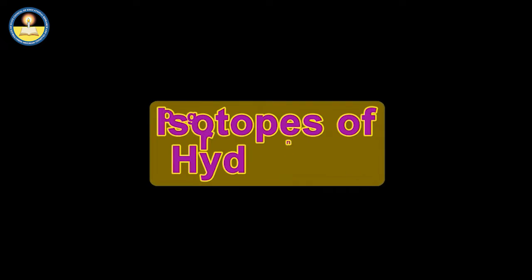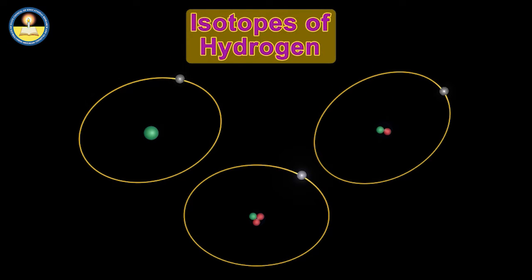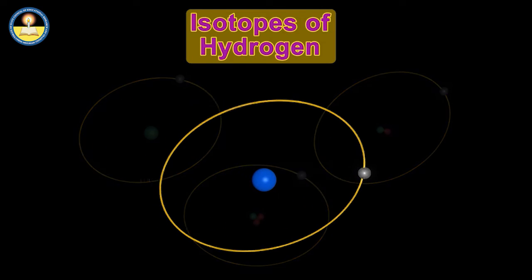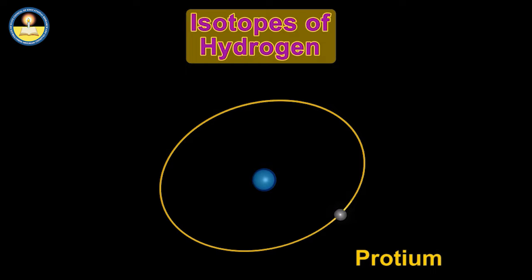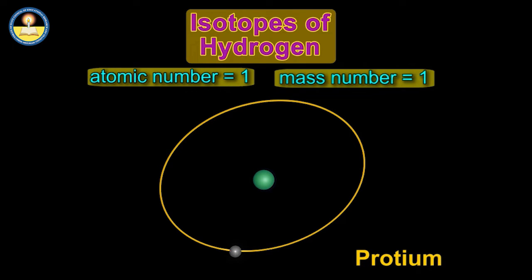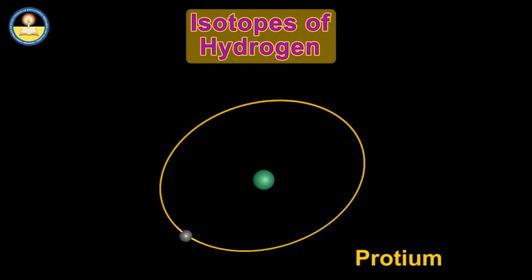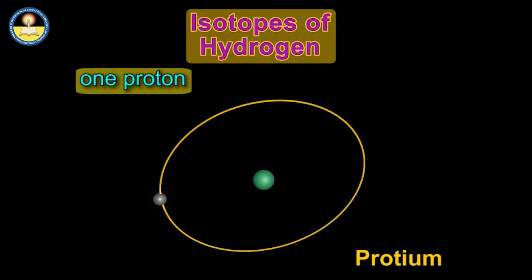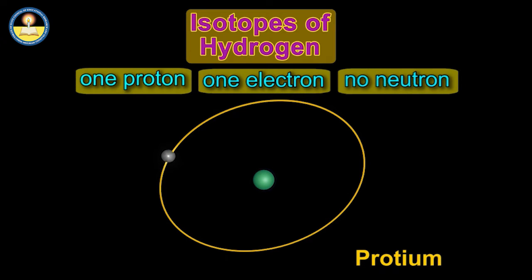Let us have a look at all the isotopes of hydrogen at a time. The simplest element, hydrogen, has 3 isotopes. Because of their importance, they have been given their own names. Hydrogen-1 is referred to as protium. Protium has an atomic number 1 and mass number 1. This means that it has 1 proton, 1 electron and no neutron.